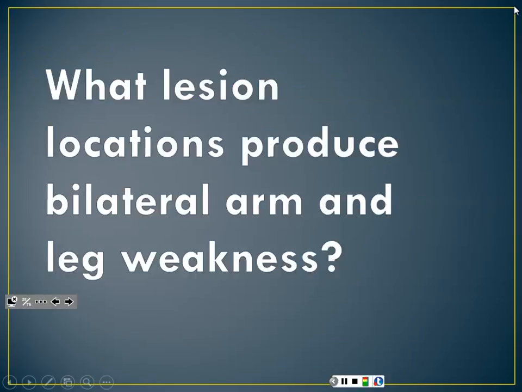Now, what could produce bilateral arm and leg weakness? Spinal cord, high spinal cord. Christopher Reeve, I don't know if you remember, that's what he had. Okay? Got both sides, spinal cord, neck injury. What else could do it?